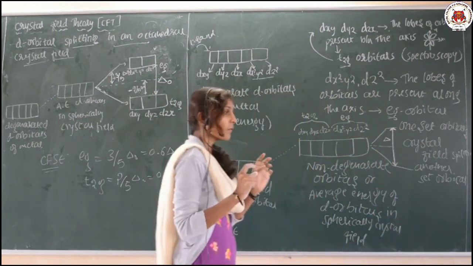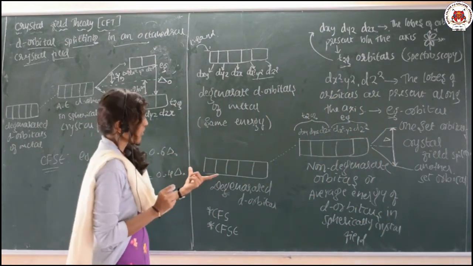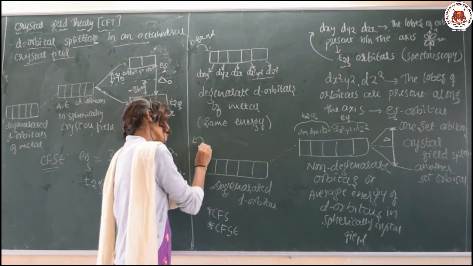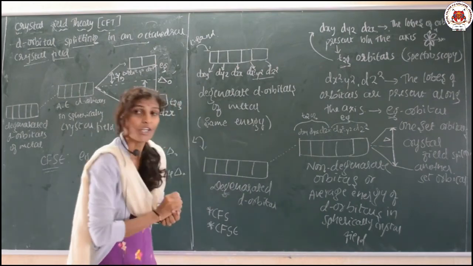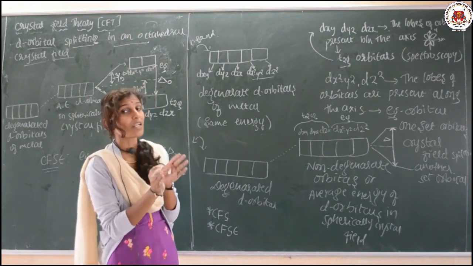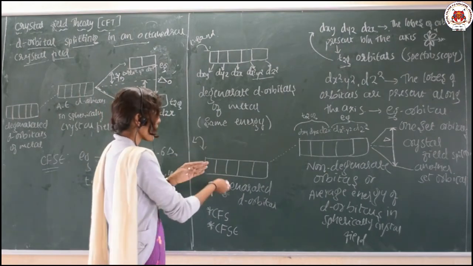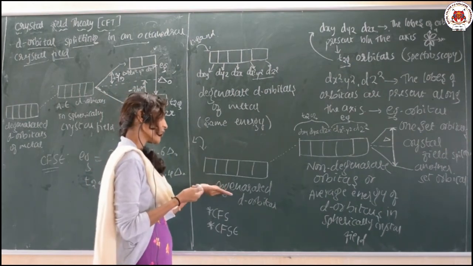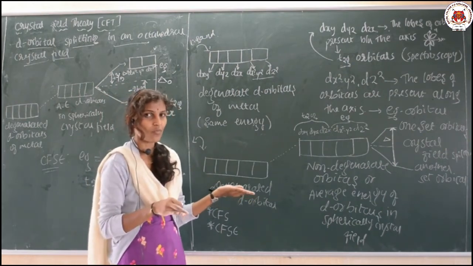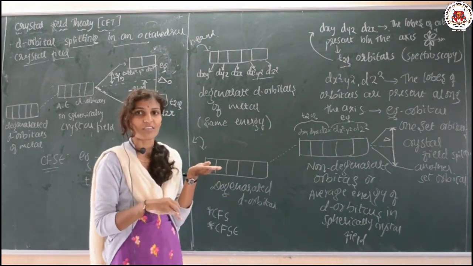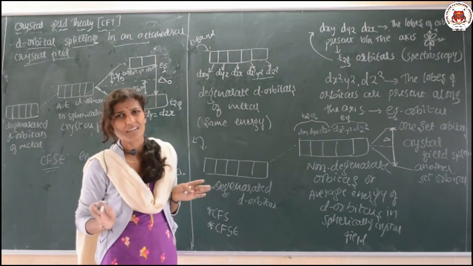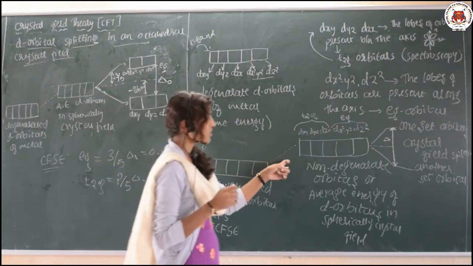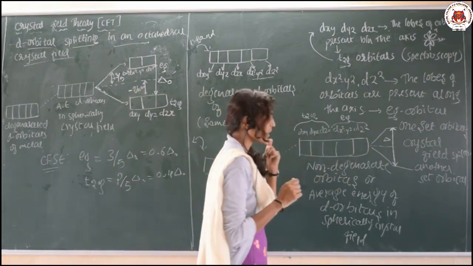Clear? So, now when the ligand approaches the central metal atom, there is a repulsion between the ligand and this d orbital, because the d orbital of the metal also contains electrons, and the ligand itself has a lone pair of electrons. So, there is a repulsion. During that time the degeneracy is lost, so there is a formation of non-degenerate orbitals.